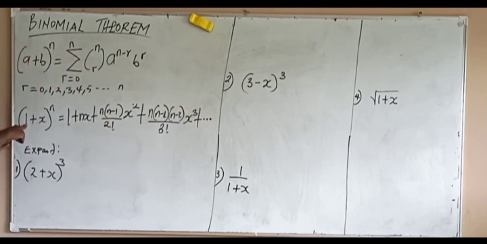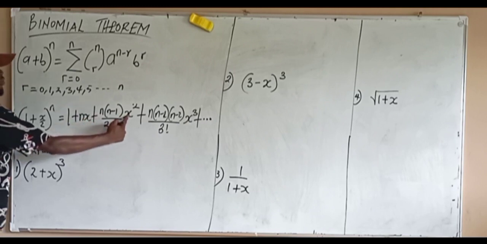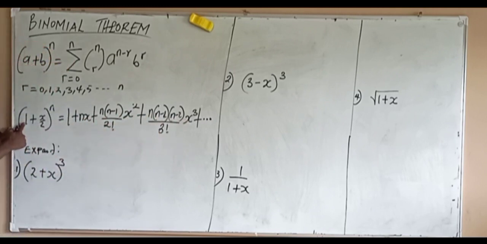So if N is a negative number or N is a fraction, I'm going to respond this way. But ensure that your A is 1 and your B, even though it's not X, for this one B is X. So if B is, let's say, X over 2, you change this X to X over 2, but ensure that your A is 1. For this one to work properly, ensure that the A is 1. So for this first one, we make our B to be X.